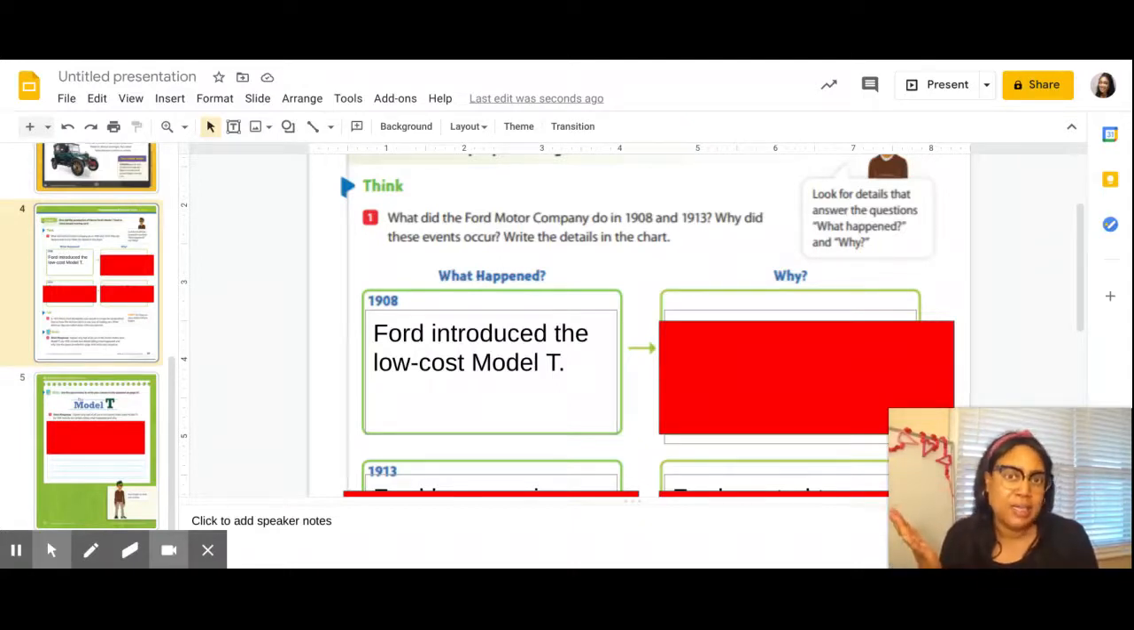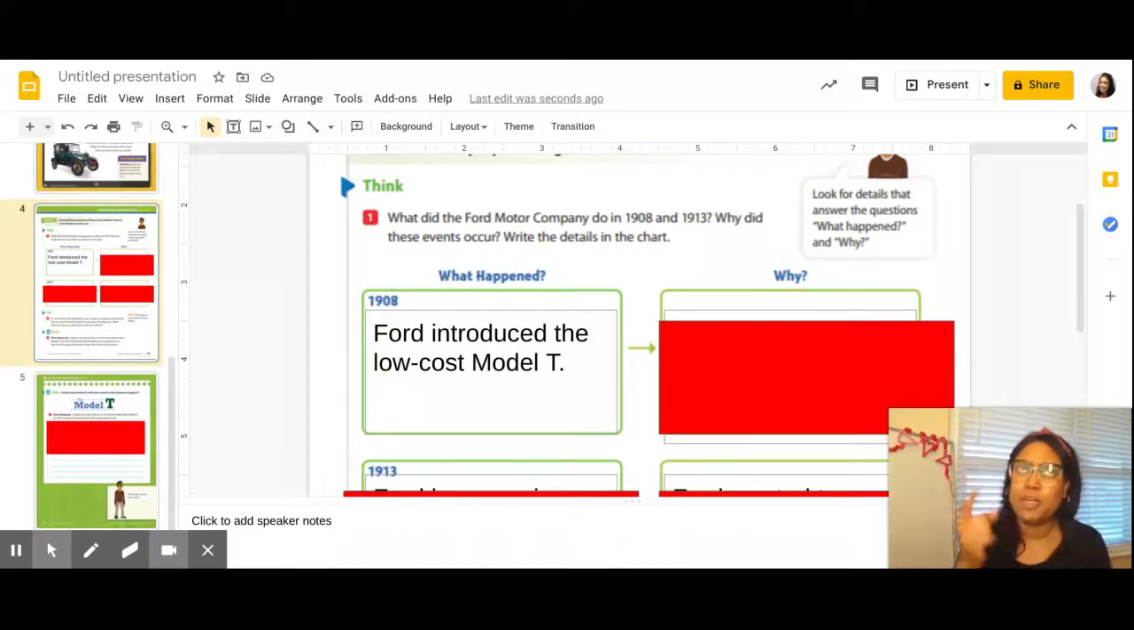Okay, why? Why did he introduce the low-cost Model T in 1908? Okay, well, I'm going to keep reading back in paragraph 1. Wait, Miss Wesley, you have to go back to the text? I'm so glad you asked me that. Yes, back to the text. Everything you need is in the text.